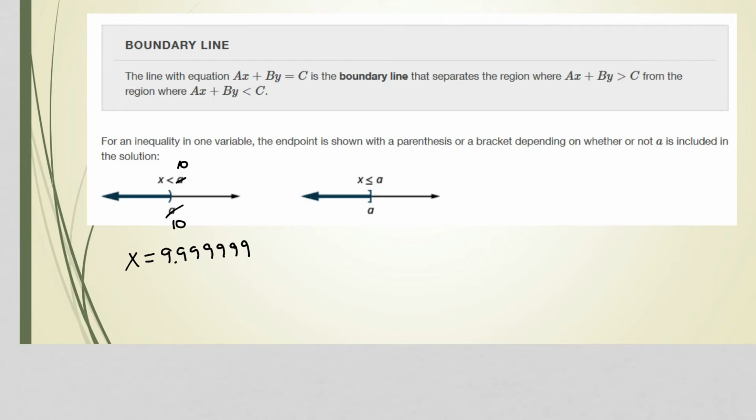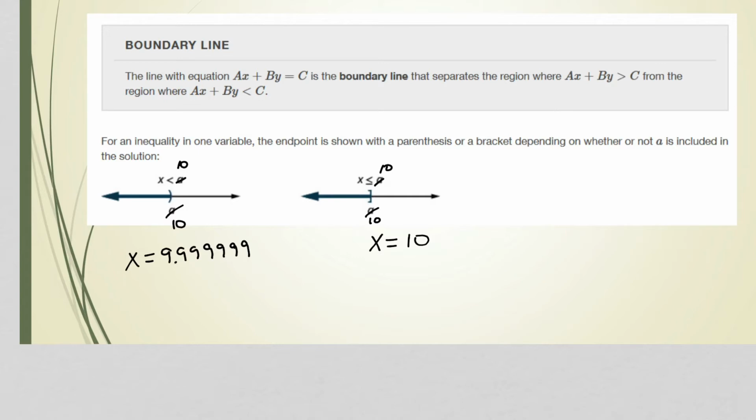In this case over here, the bracket means we actually include the number. Going back to our number 10, x can be 10. In this case, it is allowed to be 10, and any number that is less than 10.